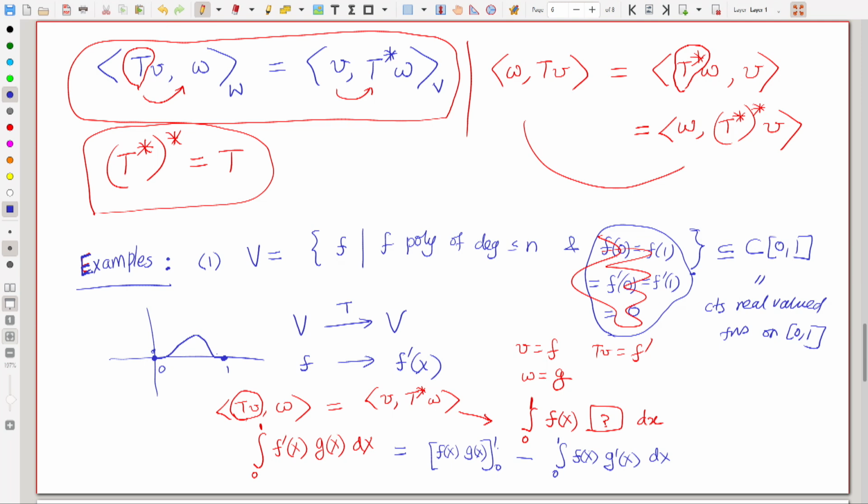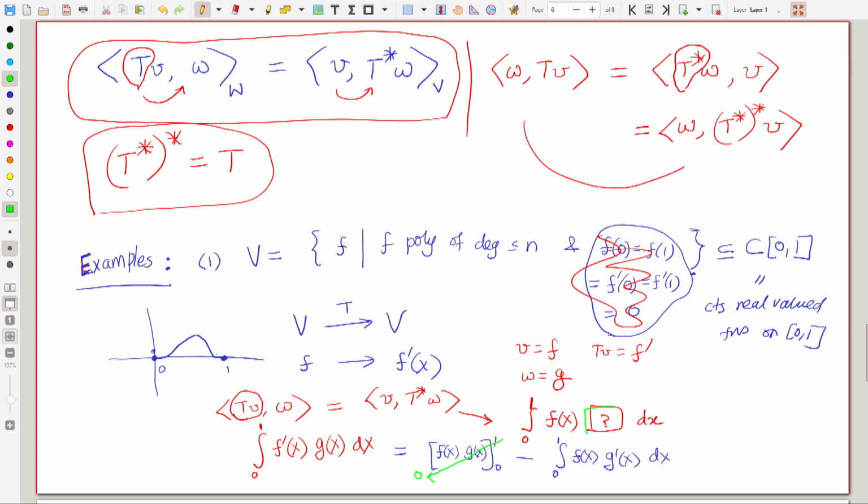So maybe the correct thing to do is not to look at polynomials, but rather some C infinity functions or something like that which vanish at the ends. I don't quite know at this point how to fix it, and I need to think about it a little bit. But let's just for the moment pretend that I were able to fix this correctly. I don't want to worry about that limit: f x g x are 0 at the ends, suppose. Then the question is, have I solved my problem? What is T star?